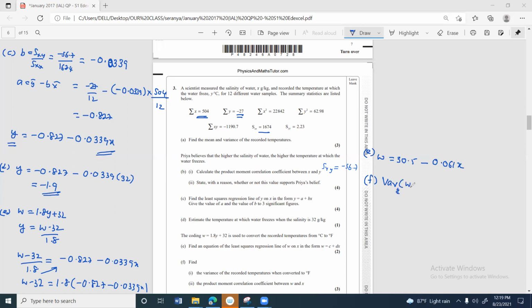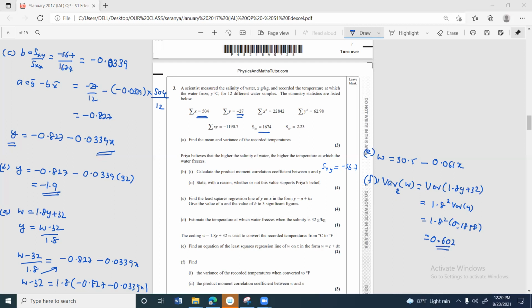Variance of W. We know that the W coding is like this, so it's the variance of 1.8y plus 32. According to the variance relationship, this is 1.8 squared times the variance of y. We already found the variance of y in part A. I think you got the answer 0.185833. So you can get the final answer, 0.602. You can use the calculator and obtain this answer.